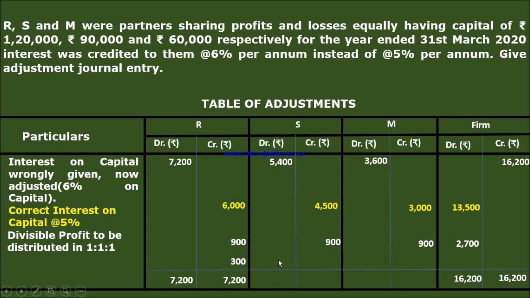For A, this side is 5,400 and this side is also 5,400, therefore nothing to do. For B, this credit side is greater, and how much is the credit side? 3,900. Written that figure here, and the balance will come 300. And as we know, this one is known as the final balance. So we got the final balance.